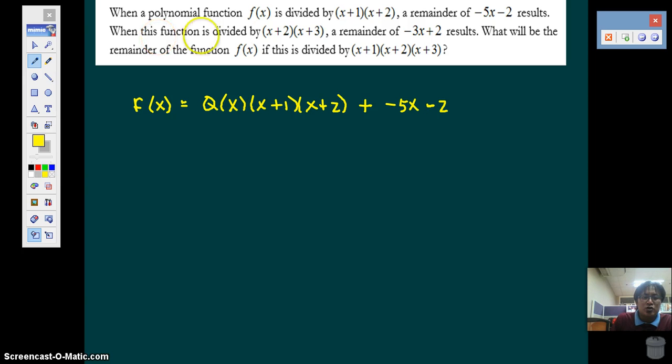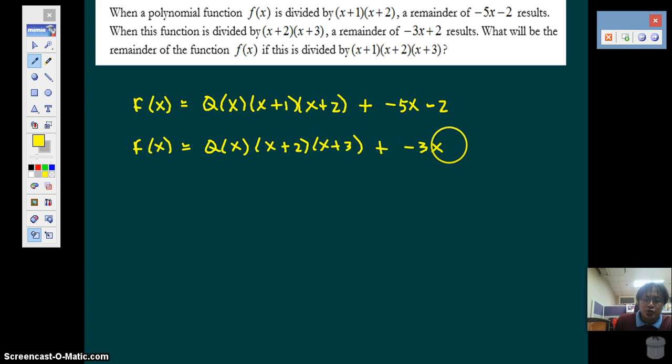So I wrote it this way, plus the remainder. When this function is divided by x plus 2 and x plus 3, this remainder will result. So again, F of x is equal to a certain quotient function corresponding to these divisors, x plus 2 and x plus 3, and then the remainder, which is negative dx plus 2. Let's make things clear that this q of x and the q of x in the second are different functions because the divisors are different.